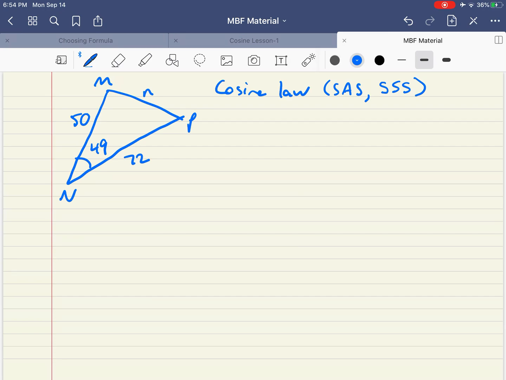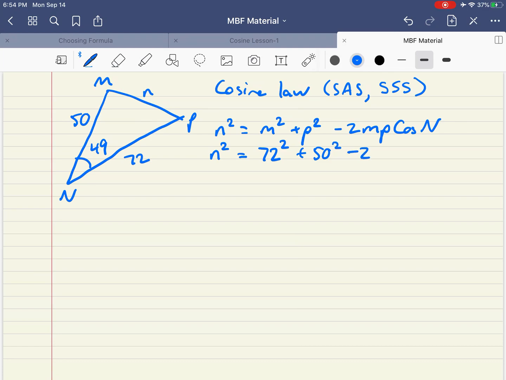And the first thing I'm going to figure out is side n. Okay, side n, if I write out the equation for that, is going to be n squared equals the square of the other two sides. So it'll be m squared plus p squared. Then it's minus 2 times m times p cosine angle n. Okay, that's going to be the formula to solve for n squared. Now once I've got my formula, I'm going to start plugging in everything that I can. So the n I don't know, so leave that as n squared. The m is 72, so that's 72 squared. The p is 50, so that's 50 squared. Then it's minus 2 times 72 times 50 times cosine of angle 49, because that's what n is.